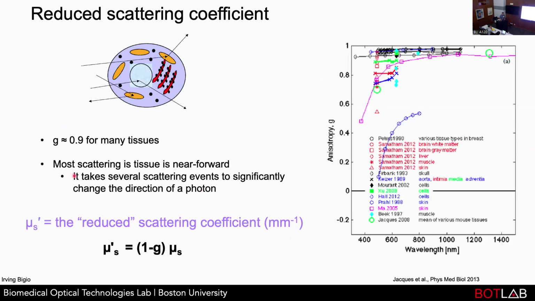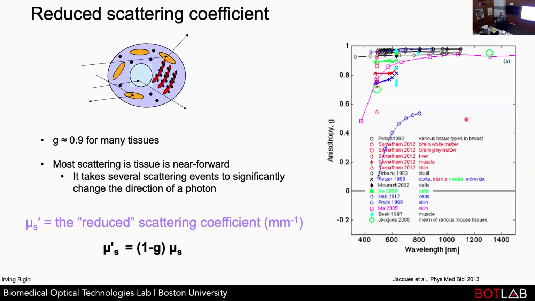So one way to think about this is it takes several scattering events to significantly change the direction of a photon as it travels through the tissue. And we define the reduced scattering coefficient as 1 minus G times mu S. So if G is typically around 0.9, 1 minus 0.9 is 0.1. So your mu S prime is about a tenth of mu S. It's one reason it's called the reduced scattering coefficient.